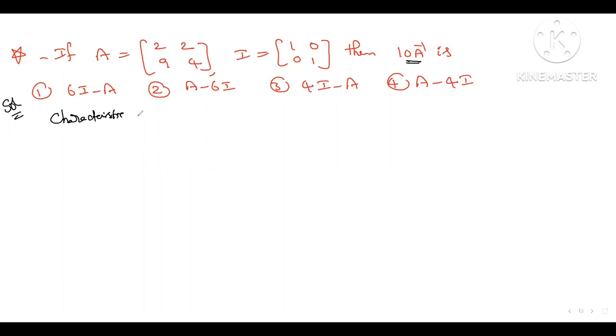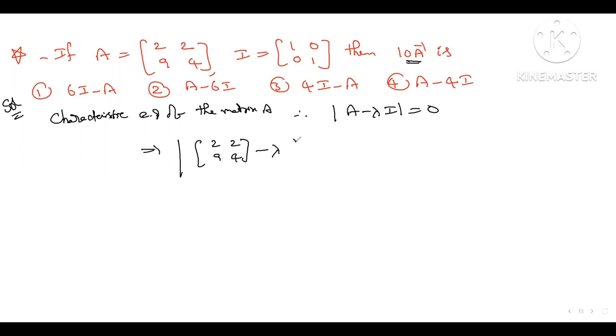Characteristic equation of the matrix A. We have one formula: modulus delta of A minus lambda I is equal to 0. Det of A minus lambda I is equal to 0. Det of A matrix here, [2 9; 4 4]... minus lambda times the unit matrix [1 0; 0 1] is equal to 0. Now do the subtraction of these two matrices: 2 minus lambda, next 9 minus 0 is 9, then 4 minus lambda.